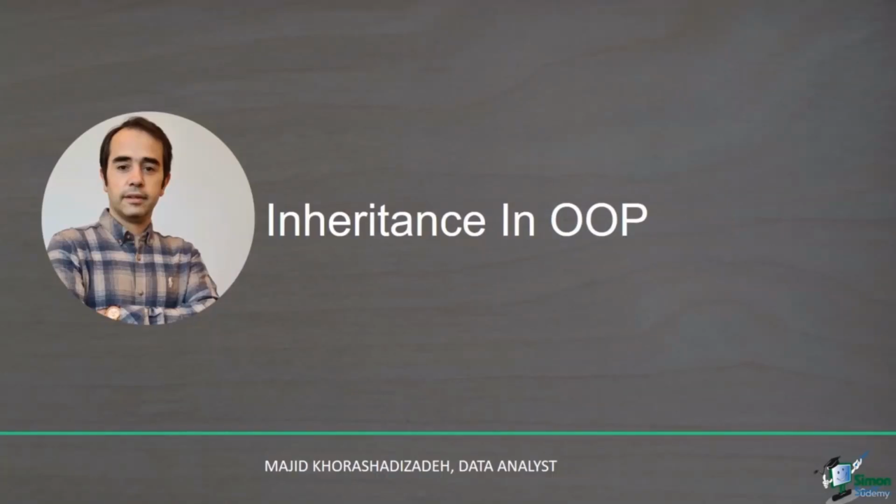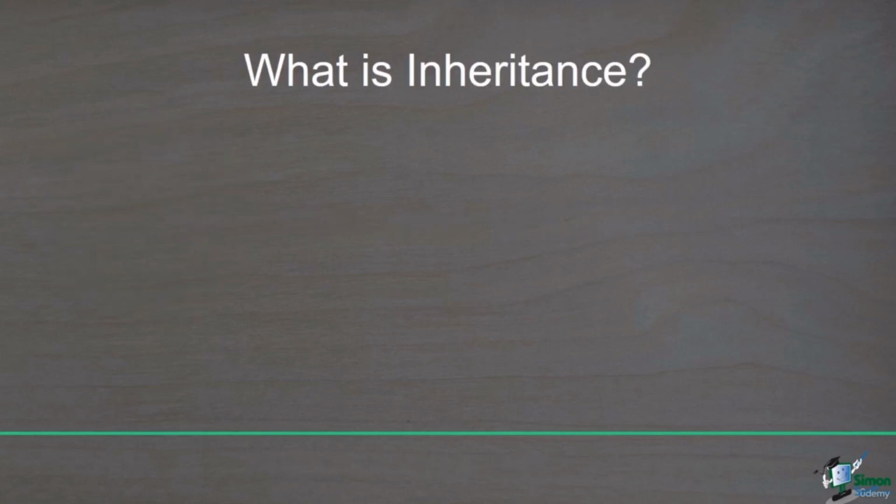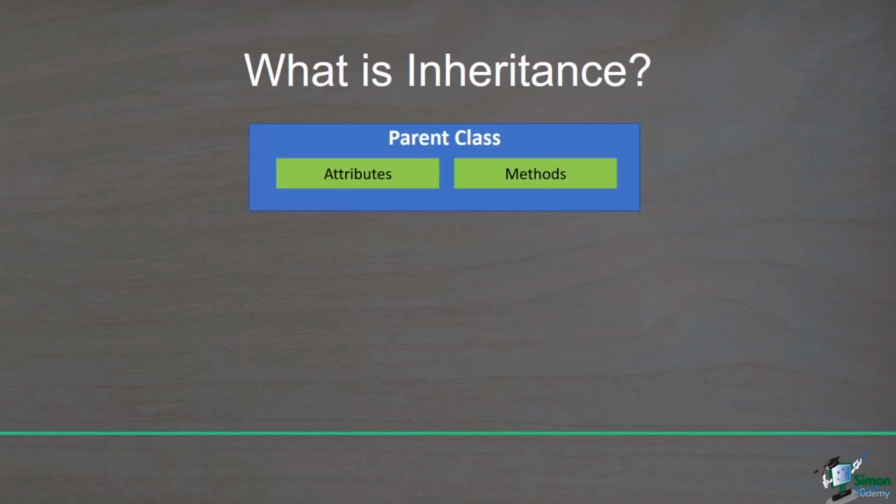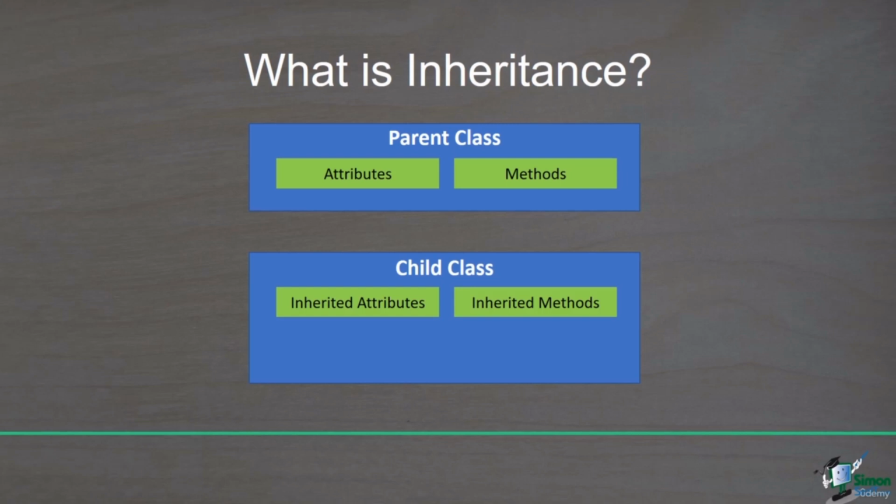One of the powerful features in object-oriented programming is inheritance, and in this chapter we will talk about this in detail. Inheritance is the procedure in which one class inherits the attributes and methods of another class. The class whose attributes and methods are inherited is known as parent class or superclass, and the class that inherits the attributes from the parent class is the child or subclass.